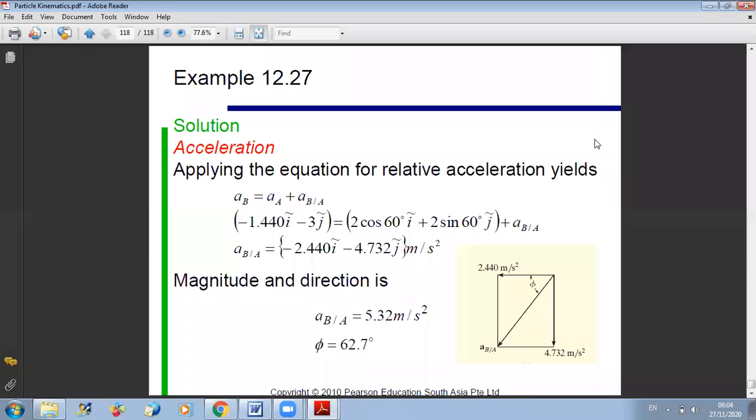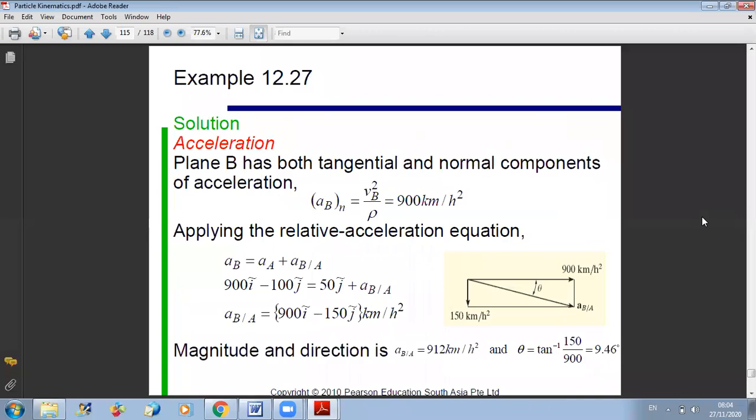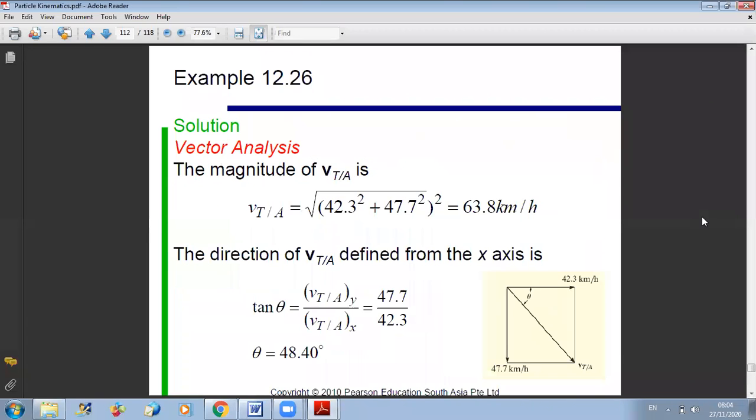We have seen relative motion in the last section. We will do an example on it. Okay. We have that first here.